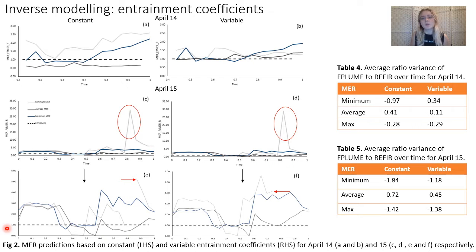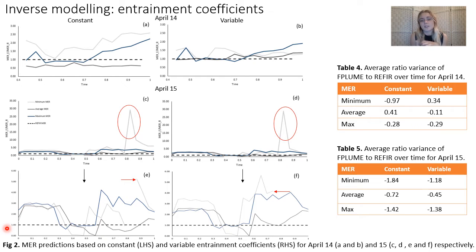However, F-plume allows the parameterization of a variable entrainment coefficient based on the source Richardson number. And so the F-plume predictions were also conducted using both a constant and a variable entrainment coefficient. Figures A to F demonstrate the variance of F-plume predictions from REFER. The dashed line indicates that REFER and F-plume predictions are consistent, so they're equal.